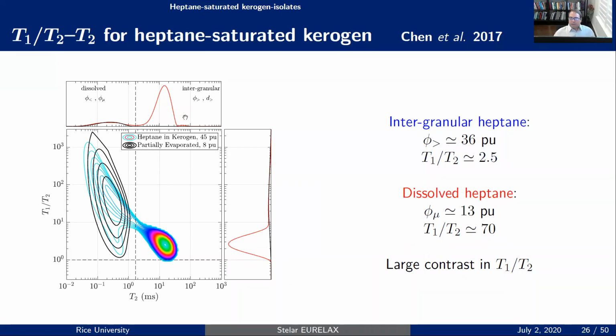Some analytics. The intergranular porosity is around 36 pu, and that sounds familiar, and that's actually the same as a random packed monodispersed bead porosity. Low T1, T2 ratio. The dissolved heptane has a microporosity of 13 pu and a very large T1, T2 ratio. And so that's great. We have a large contrast in T1, T2 ratio to be able to distinguish these.